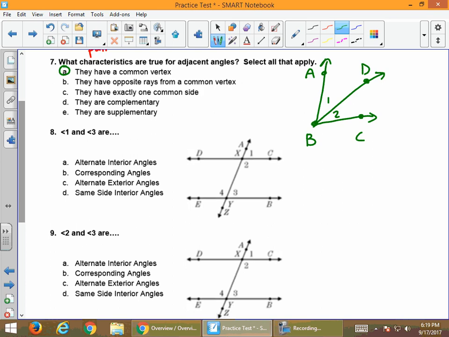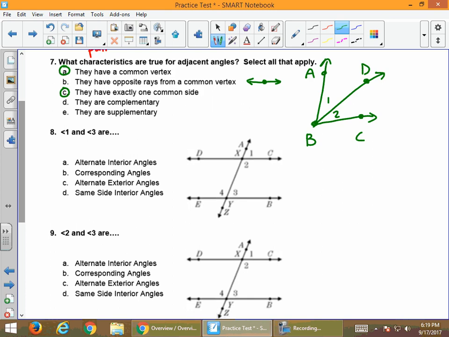No. Opposite rays would mean if this is the common vertex, opposite rays make up a straight line. And these do not have to make up a straight line. They can, they just don't have to. They have exactly one common side, that is true. Common side in this picture here is BD. They are complementary, meaning they add up to 90.